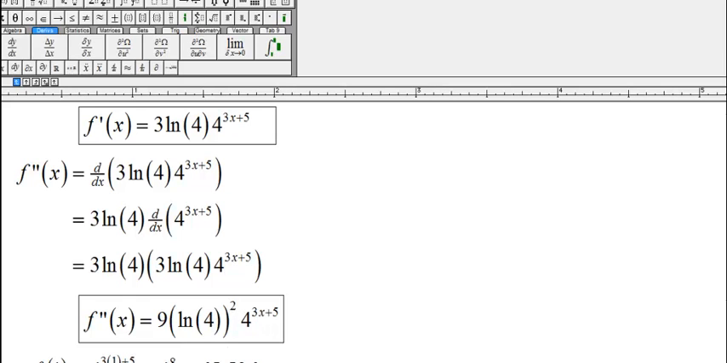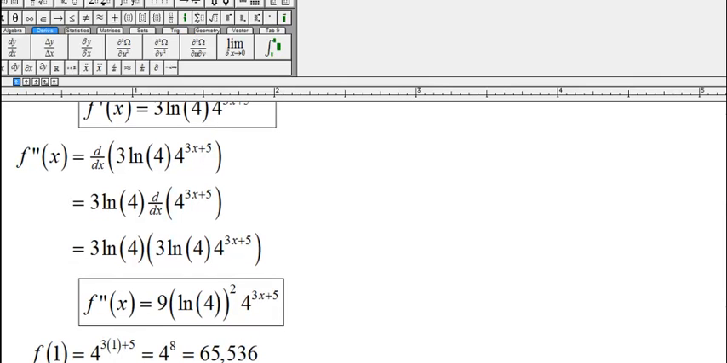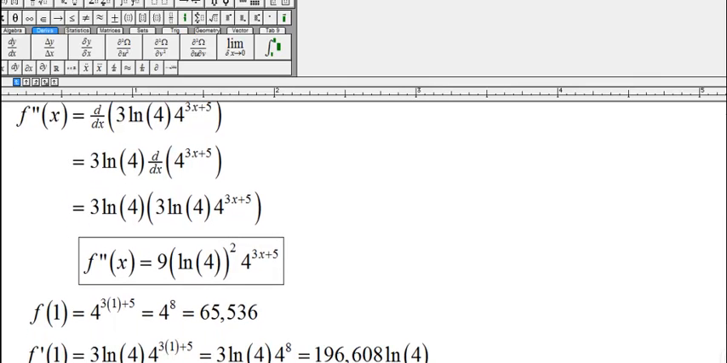In fact, every time we do another derivative, we're just multiplying the old one by 3 times natural log of 4. So each derivative is just a vertical stretch of the one before.